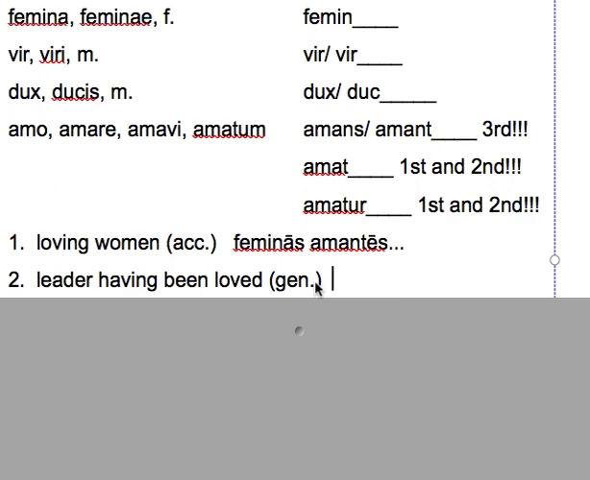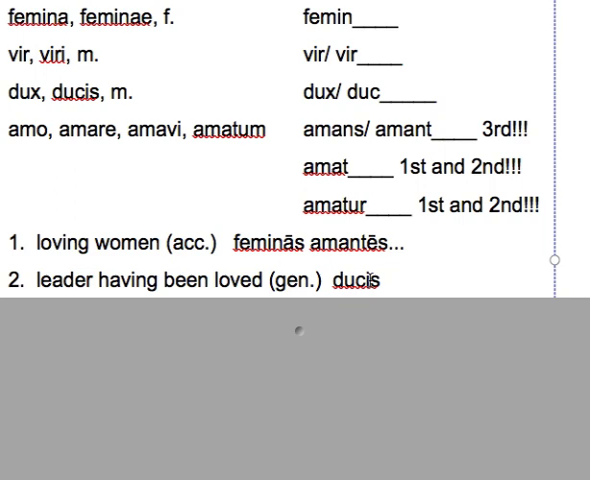So, leader having been loved. We need this in the genitive. So here's our word for leader. Here's the base, right? We need the genitive. It's singular. It's just leader. So hey, boom, right there, that is your genitive singular. Is is the genitive singular for the third declension. Boom. Having been loved. That's amatus, a, um, but that follows first and second declension patterns, not the third declension we have down here. So the endings are going to be different.